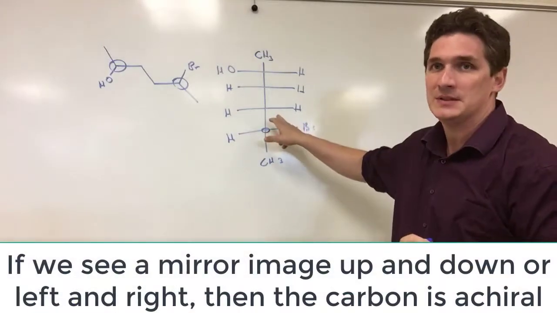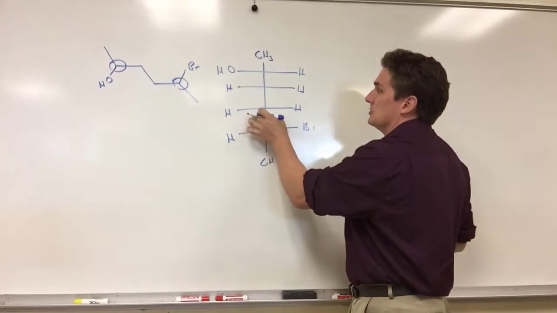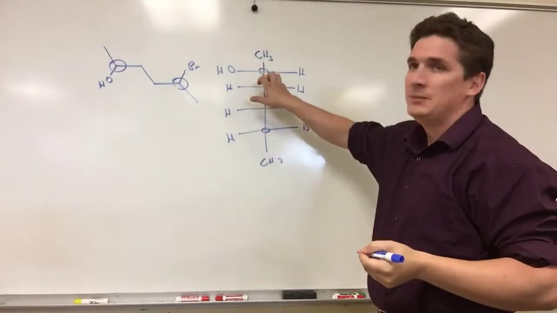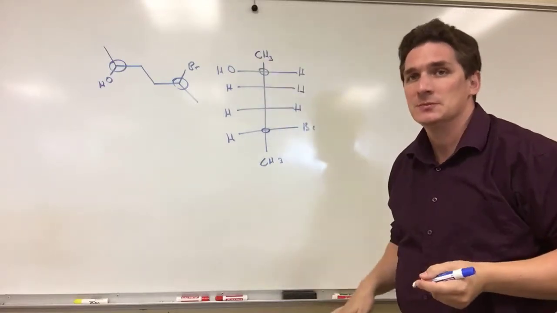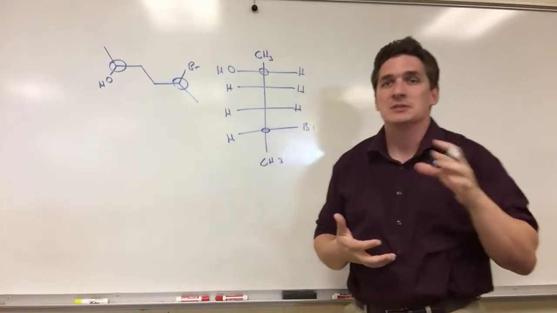Here, left and right, we have the same group. Up and down, we have different groups, so it doesn't matter. We have a redundancy in terms of our two groups. The same thing is true here. This is going to be chiral because left and right we have different groups, and top and bottom we have different groups. So this is going to help us quickly identify where our chiral centers are.